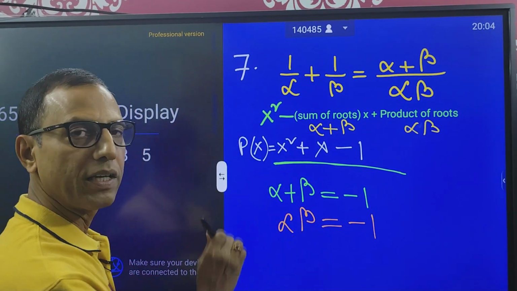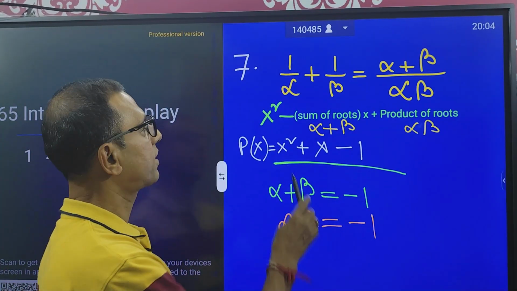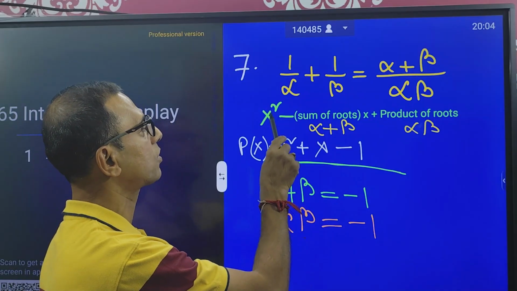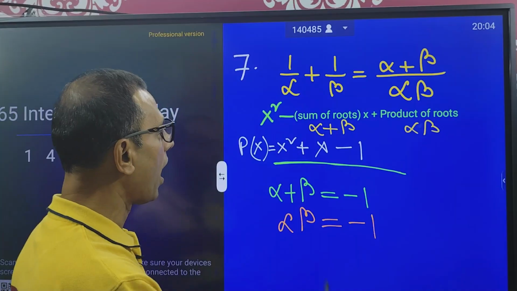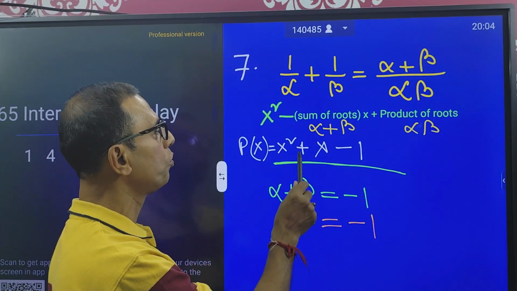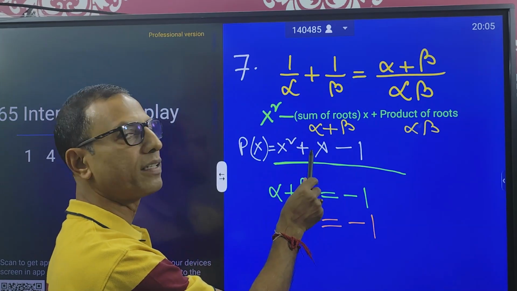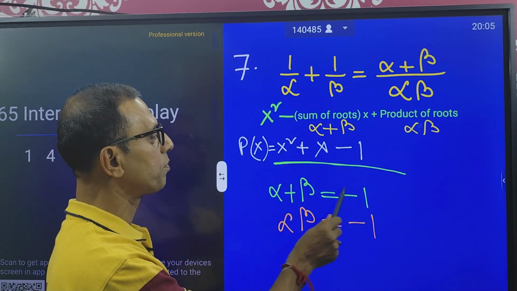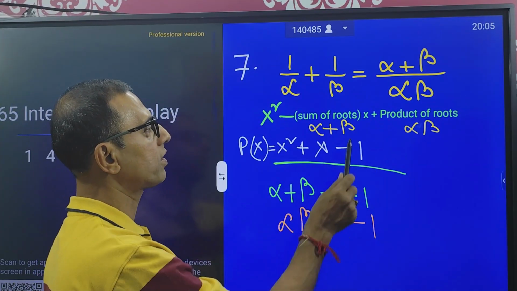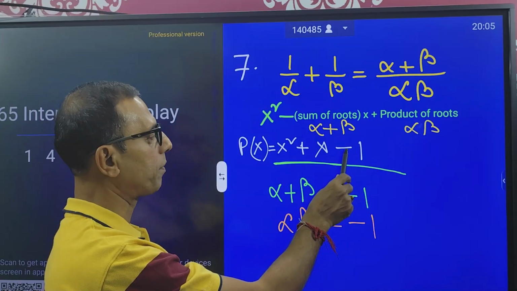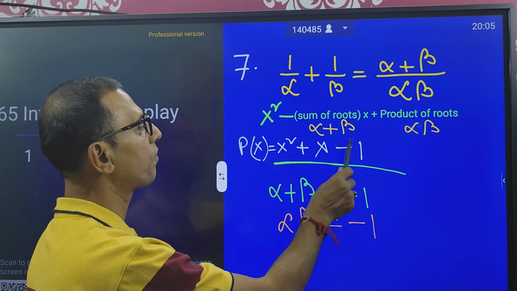So you understand clearly, right? The given polynomial is x square plus x minus 1. The standard form of a quadratic equation is x square minus sum of roots into x plus product of roots. Now if you compare these two, the sum of roots has a minus in the standard form, here it is plus x, that means alpha plus beta equals minus 1. Then the product of the roots, alpha beta: we can see it is minus 1, because in the standard form it is plus product of the roots, that means alpha beta is minus 1.